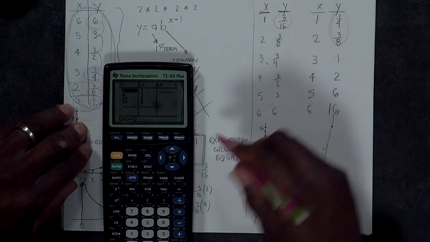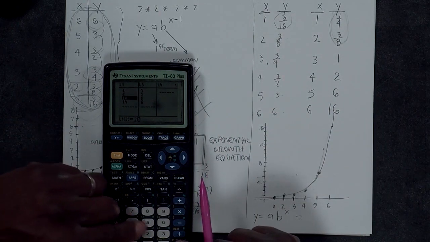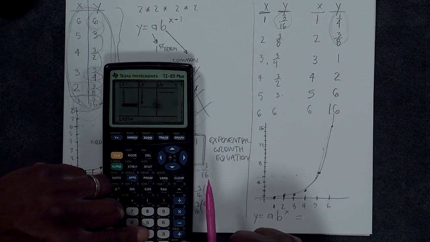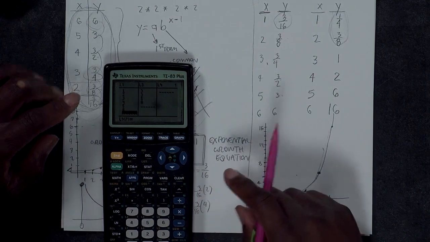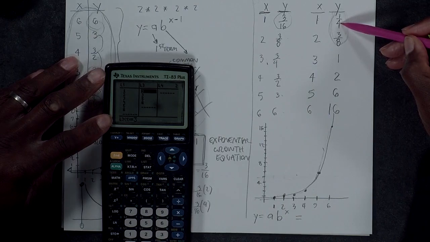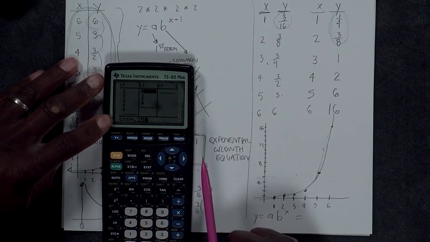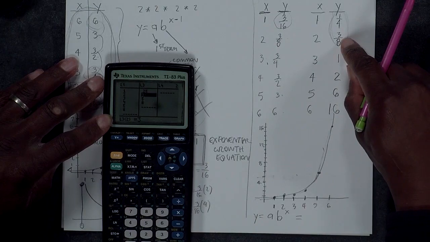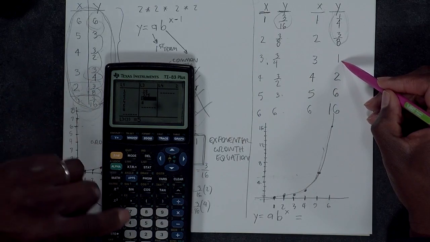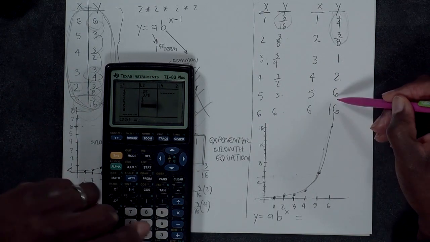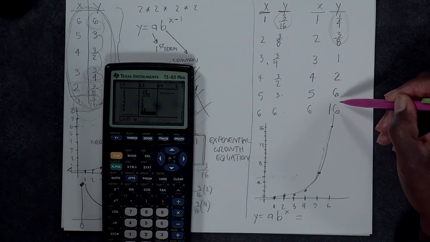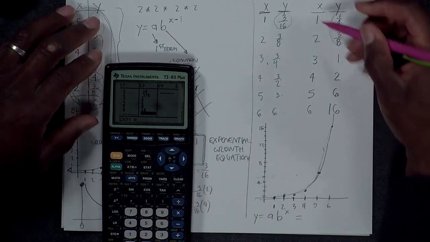I've got 1, 2, 3, 4, 5, 6. And now we put in the y values, 0.25. Another way to say 1/4 is 0.25. Another way to say 3/8 is 0.375. We put in 1, 2, 6, and 16.